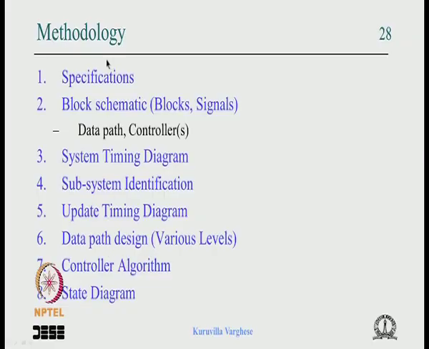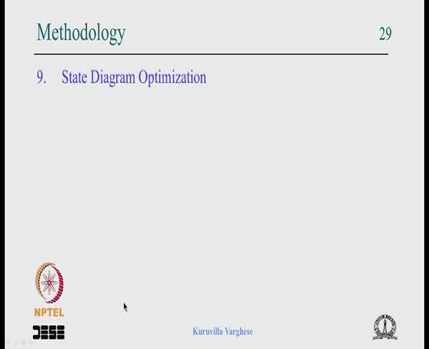So these are the steps, and now you realize that some of these things are done by the tools. If you look at it, all these things have to be done by the designer. This is where the maximum creativity is required. You have to come up with an architecture, data path, then identify subsystems, draw the timing diagram, come up with the data path design, come up with the control algorithm, and draw the state diagram. Then you can describe that in a hardware description language.